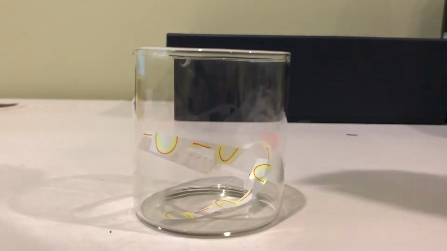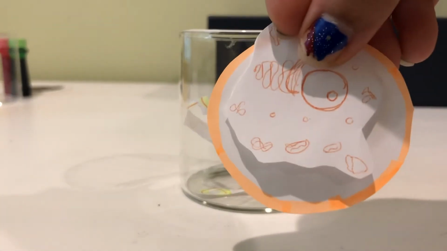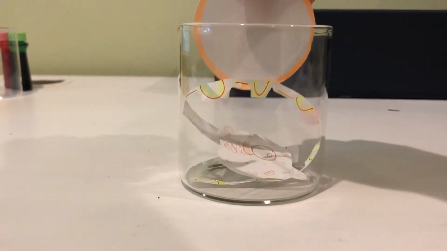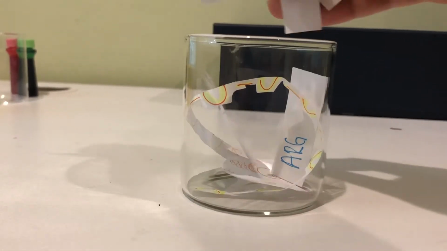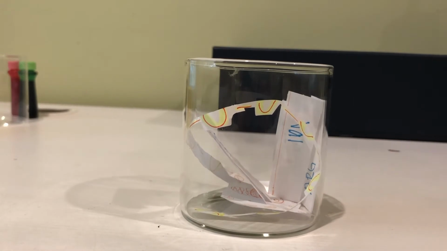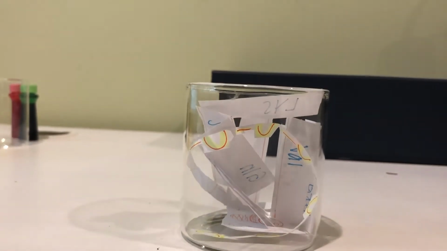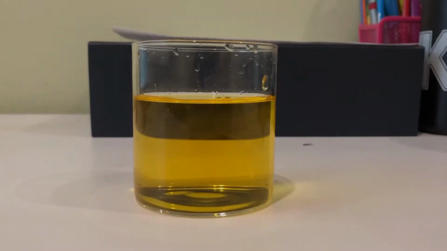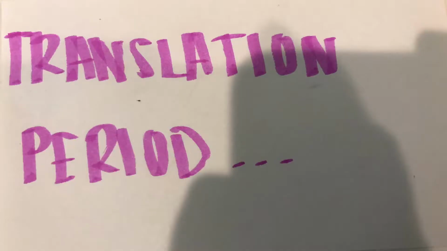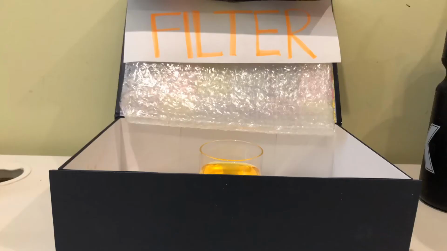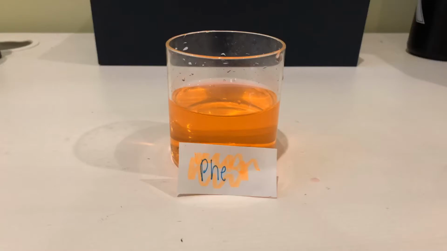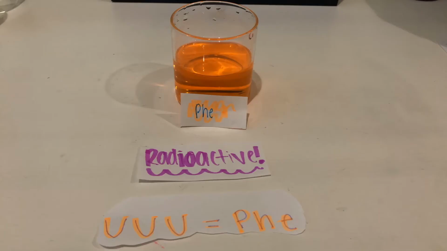When it came to poly-U, it was found that phenylalanine was the only amino acid that turned out to be radioactive as a response. This meant that the RNA sequence UUU coded for PHE, or phenylalanine.